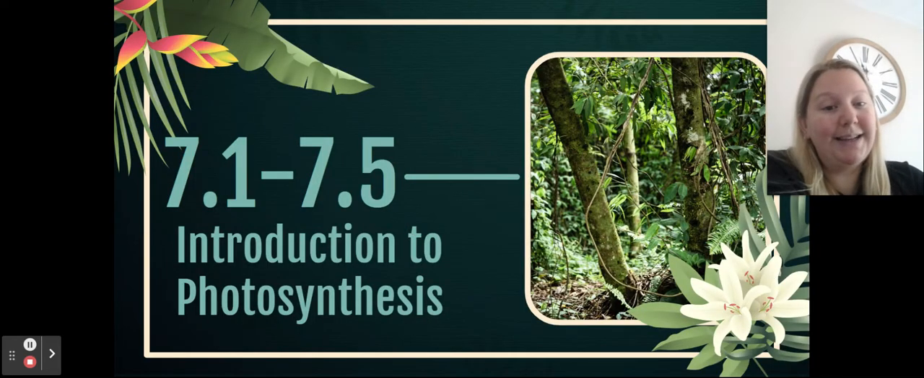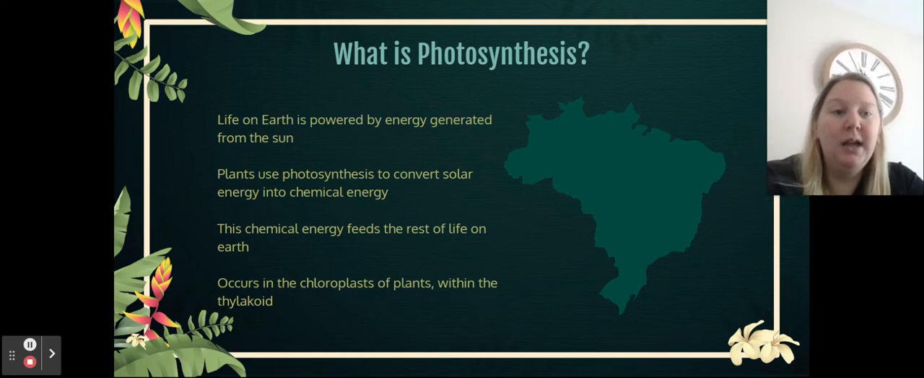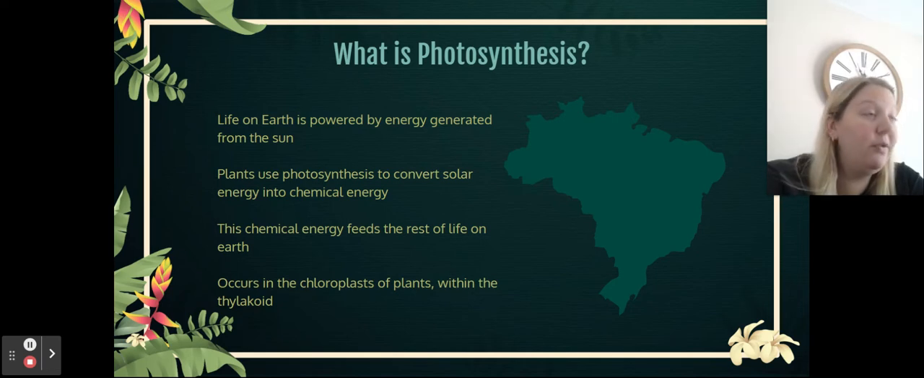So let's look at the intro to photosynthesis as a whole. Life on Earth is powered and energized by the energy that is generated from the sun. No matter what type of organism we talk about, their initial source of energy comes into our ecosystem from the sun, in most cases. That is either a direct or an indirect relation to the sun. So humans indirectly rely on the sun for our primary source of energy. Without the sun, we wouldn't have plants. Without the plants, we wouldn't have food or other foods to consume.